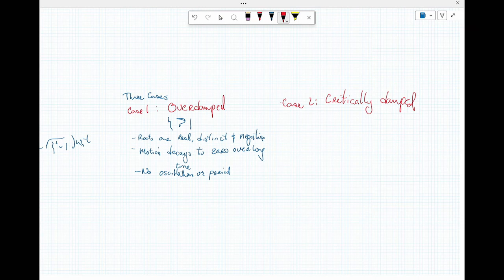So there you go. Case 2 is critically damped, but this is the case where lambda 1 and lambda 2 are real, equal, and negative. Lambda 1 equals lambda 2 equals minus omega n.